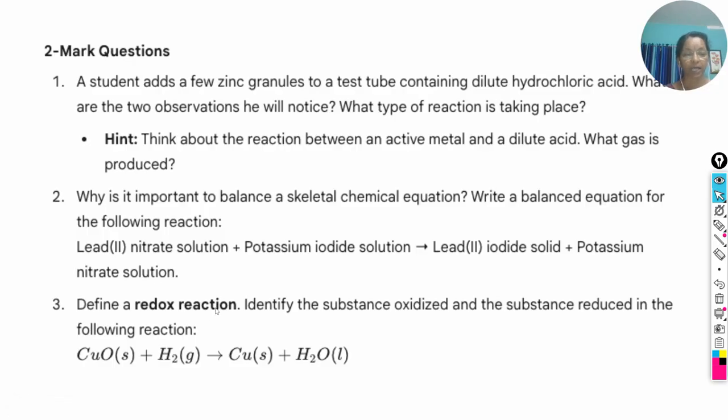Define a redox reaction. Identify the substance oxidized and substance reduced. Redox means a reaction in which both oxidation and reduction take place. Here the substance oxidized is hydrogen. Hydrogen is oxidized to water because of addition of oxygen, whereas copper oxide is reduced to copper.